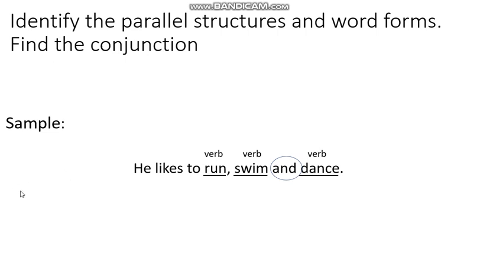Okay, so the sample below, I've given you the answers. The sentence, he likes to run, swim, and dance. Well, the parallel structure here, run, swim, and dance, that's our structure. But these are all verbs, right? And our conjunction is the word and.